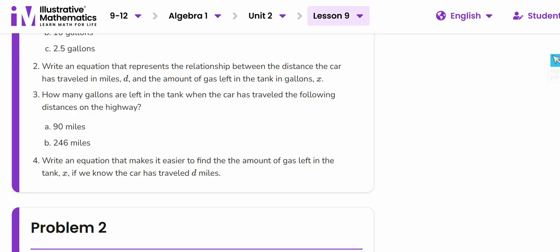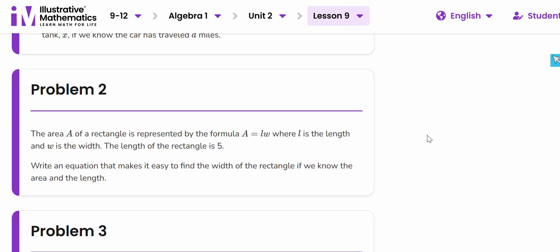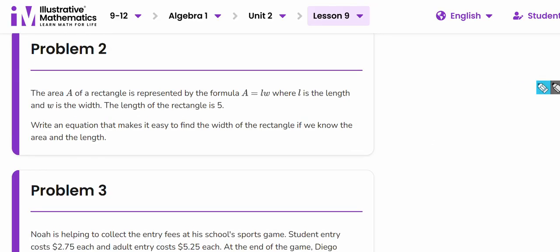You're going to see that skill all the time. You're going to see it throughout math, but you'll also see it in physics and science classes as well. So it's a useful skill to know how to solve for a specific variable.